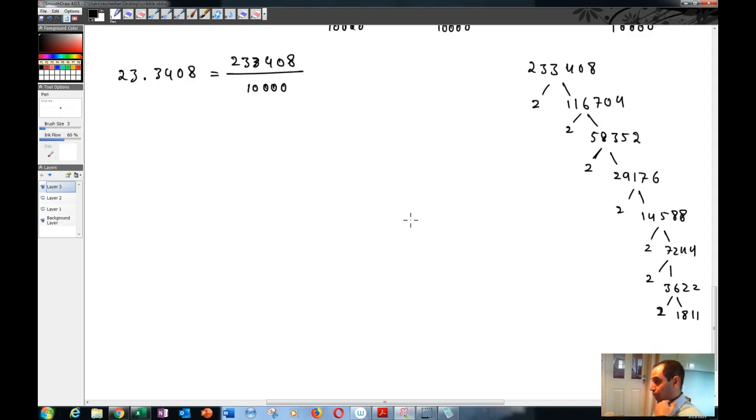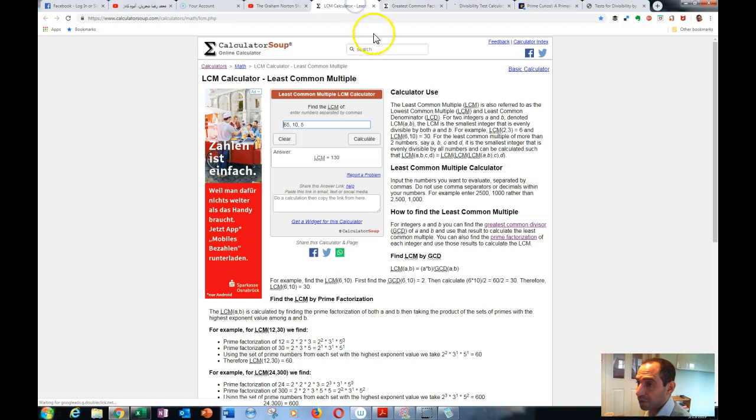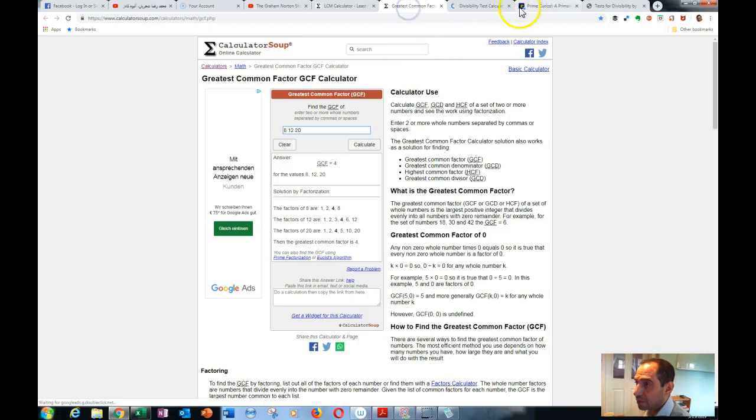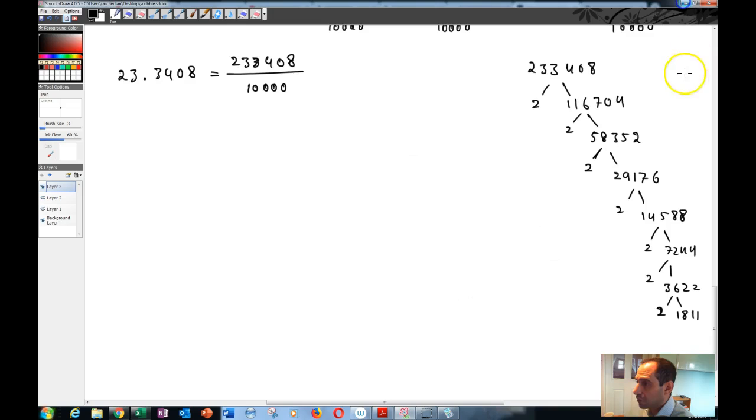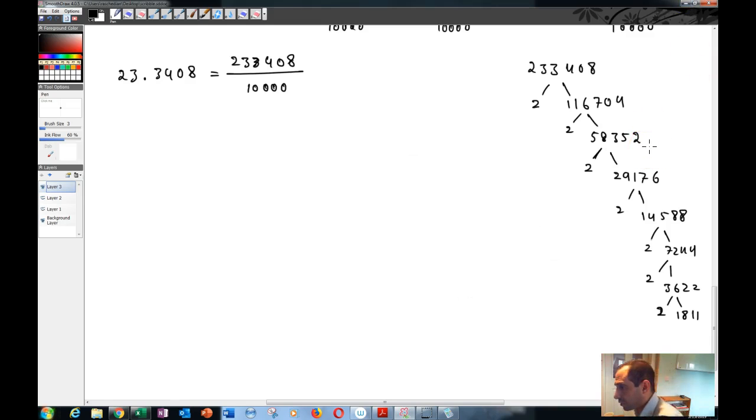So the number might actually be a prime number. So 1811, you can test here. 1811 is a proven prime. So 1811 cannot be simplified any further.